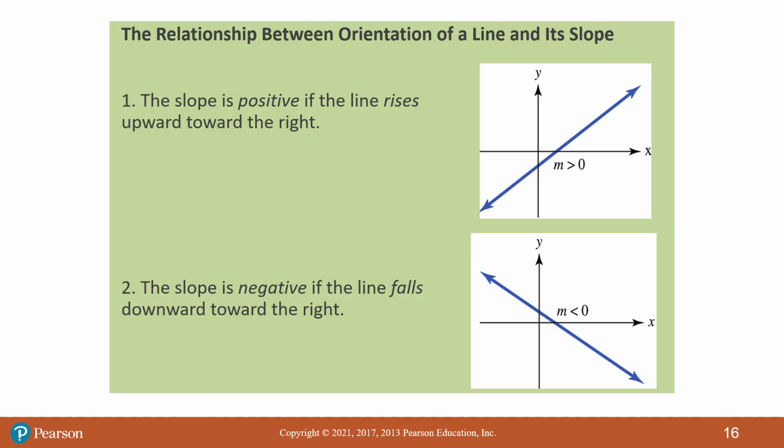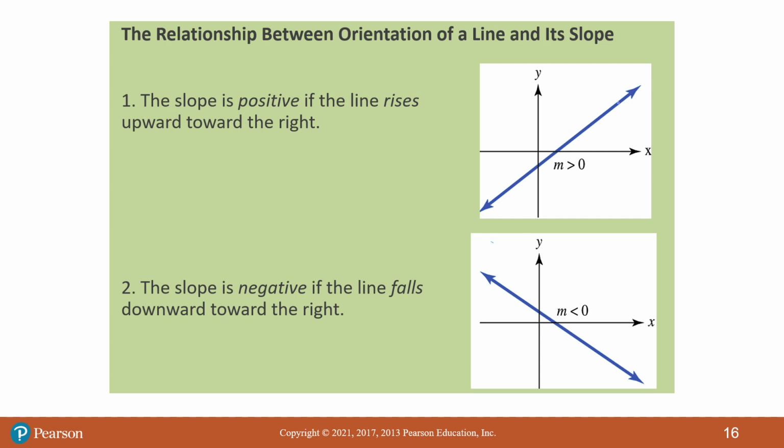Let's look at the relationship between orientation and the slope of its line. Okay, slope is positive if the line rises upwards towards the right. So if you look at the picture here, the right hand side, you can see we have this upward slope to the right.